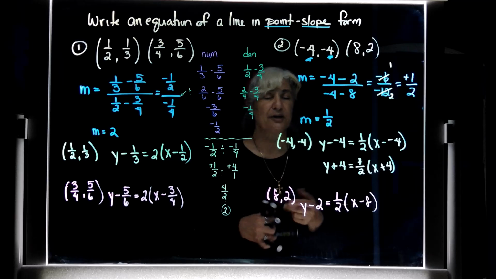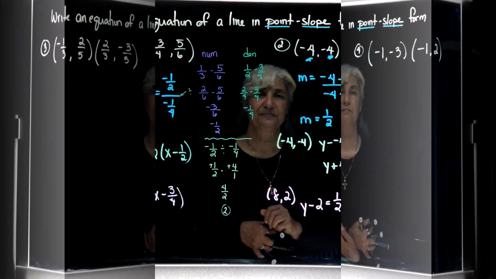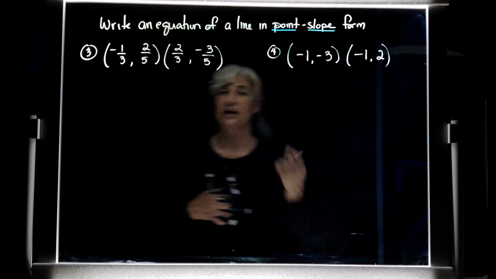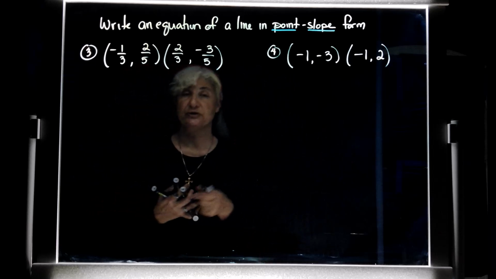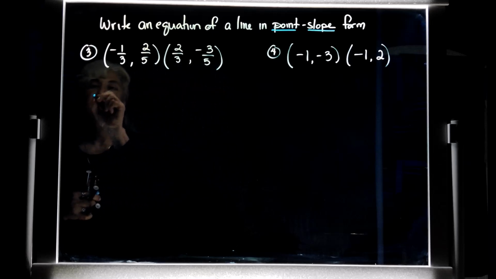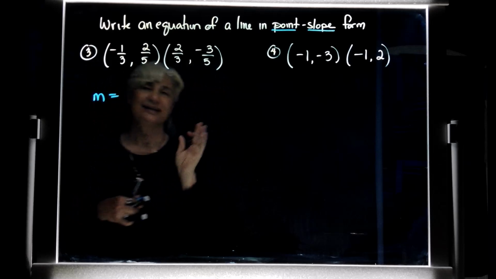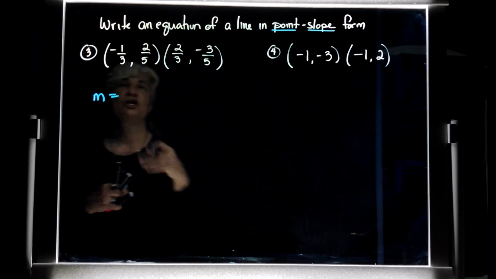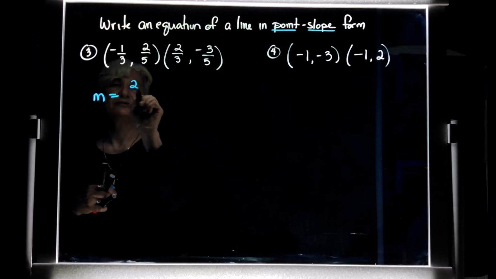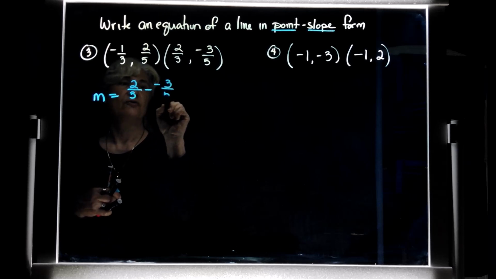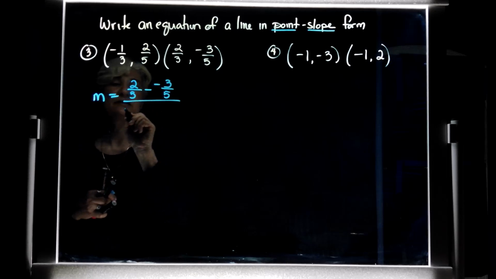Got 2 more examples coming your way, so stay tuned. Okay, problems 3 and 4. Let's work on them. Problem number 3, what do you got to do first? So what did you do first on your papers? Good. Find the slope. You're like, fractions. It's okay. You can handle it. You did it on problem 1. So difference of the y's over the difference of the x's.